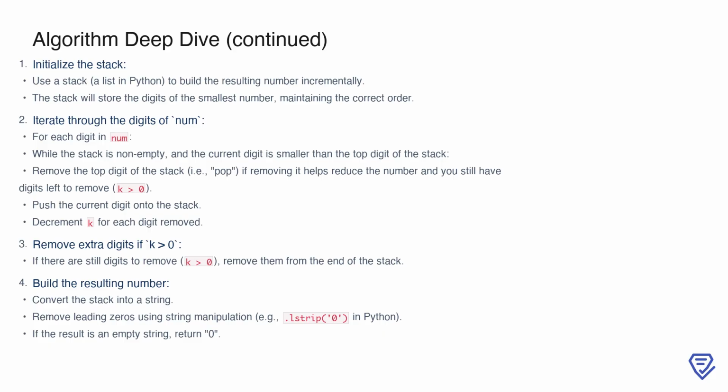Once all digits have been processed, if k is still greater than 0, we remove any extra digits from the end of the stack. Finally, we convert the stack into a string, remove any leading zeros, and return the result. If the resulting string is empty, we return 0 to handle cases where all digits are removed.